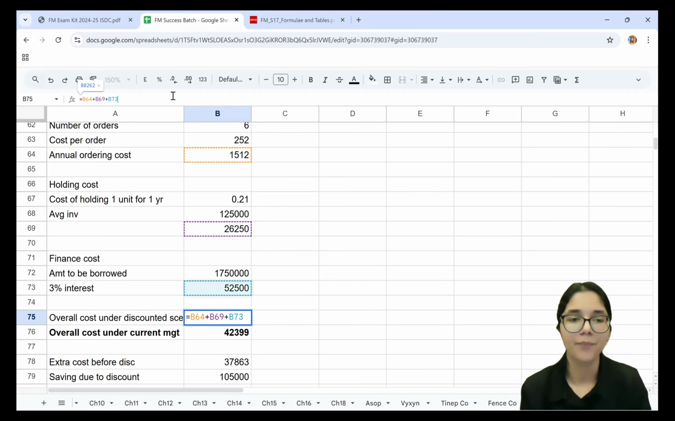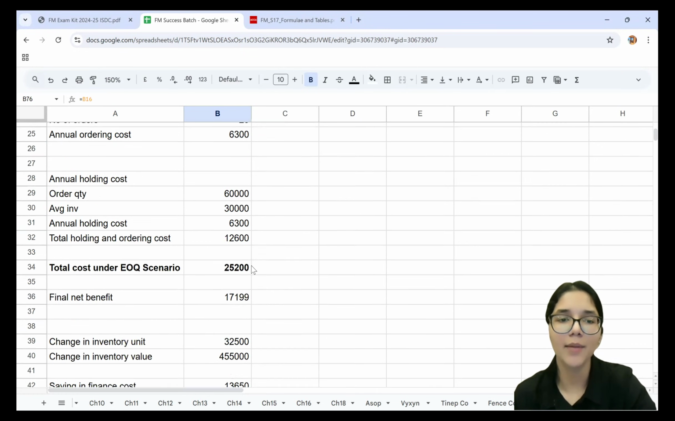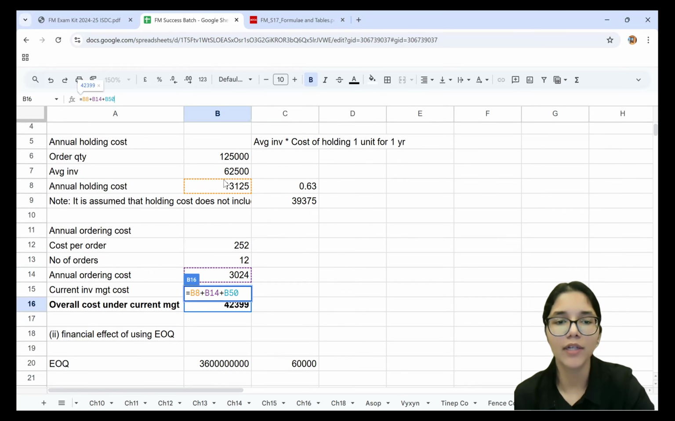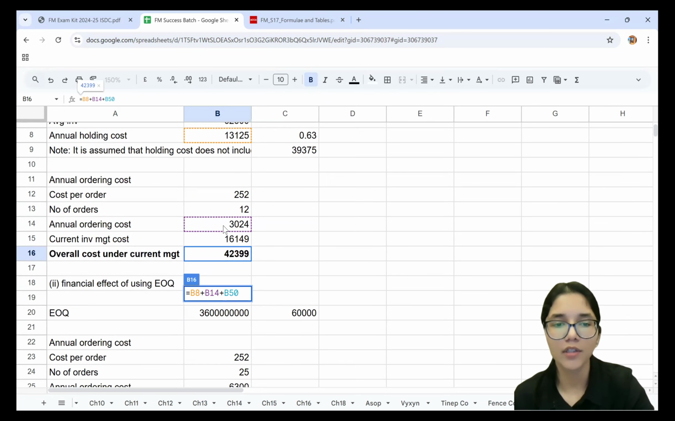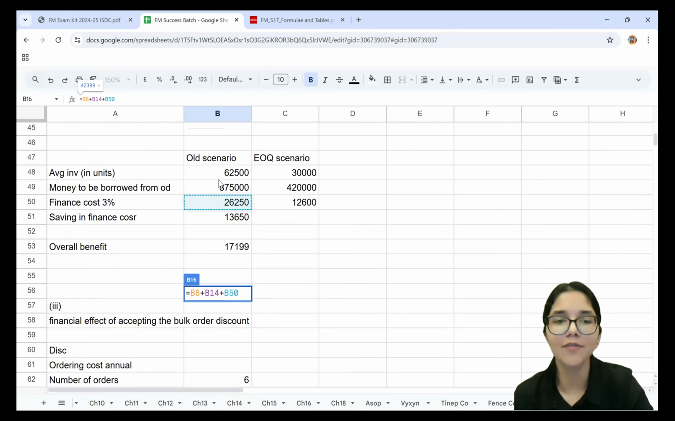And what about the overall cost under the current management? Yeah. This number I brought from our workings above. So from our workings above, again, I had taken the holding cost which we had calculated, the ordering cost which we had calculated, plus I showed you people separately how you will calculate the finance cost. So how much was your average inventory, as per the value of that average inventory, and then multiplied by 3% to find out the finance cost.